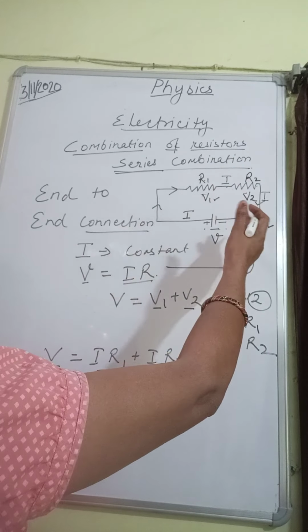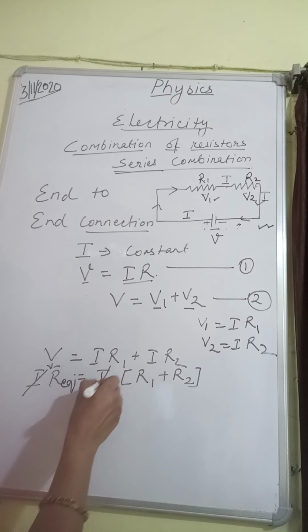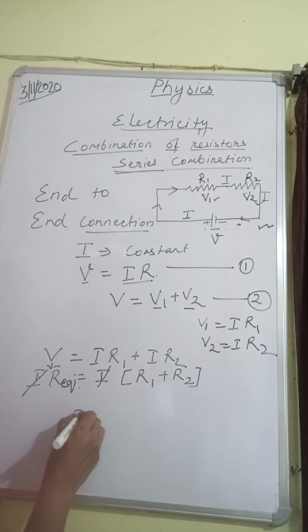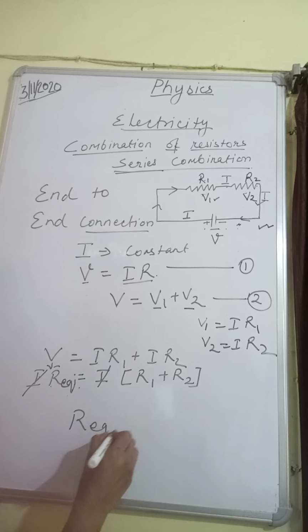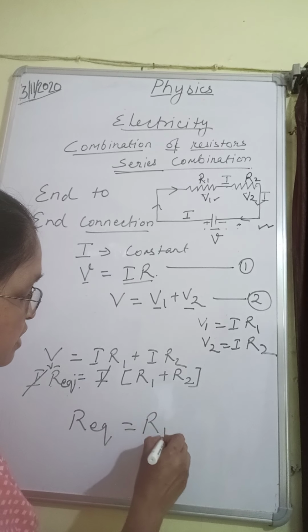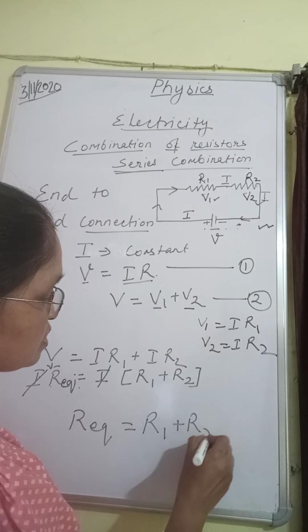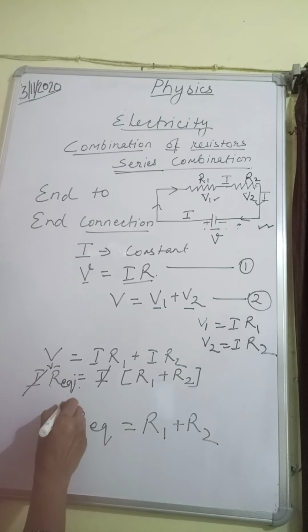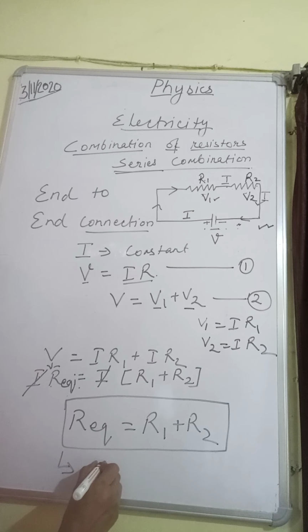I is constant, so we cancel I and I. So what have we got? R equivalent is equal to R1 plus R2. This is the total resistance or equivalent resistance for the circuit. This is the circuit.